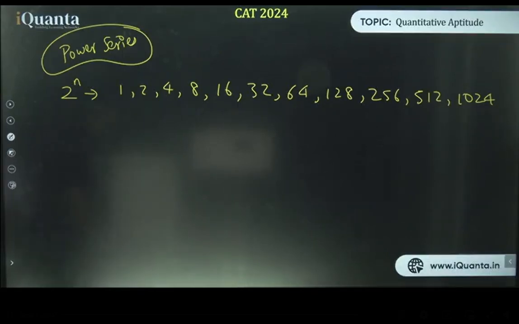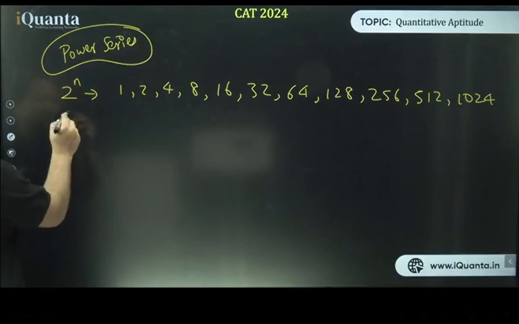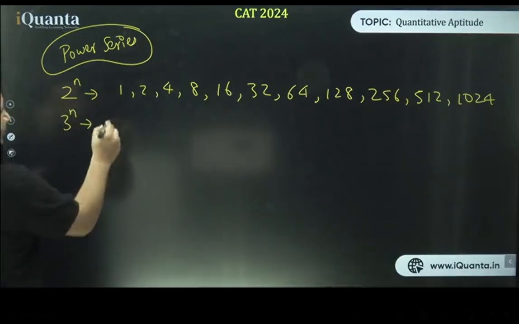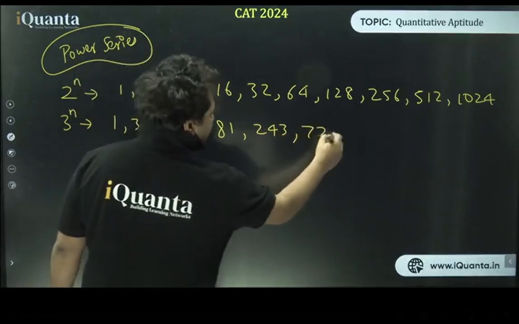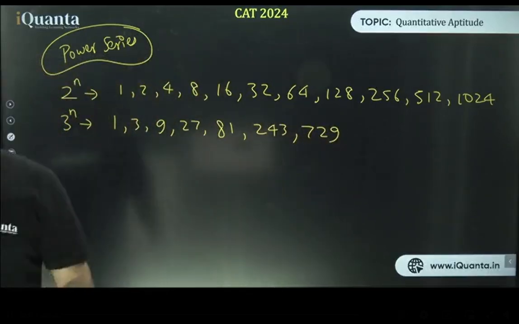अभी इस पे भी बात करेंगे. I'll plan some workshops for that as well. Then powers of 3. कुछ जरूरी है. 3 to the power 0 is 1, then 3, 9, 27, 81, 243, and 729. So this is 3 to the power 6, from 0 to 6.